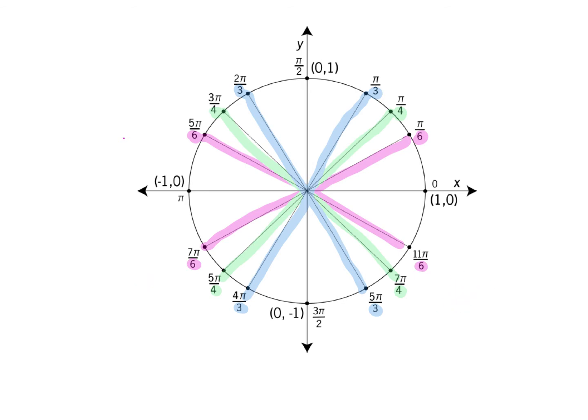Quadrant 4 gets a little tricky. In quadrant 4, the numerator is 1 less than double the denominator. What I mean by that is double of 6 is 12, so 1 less than 12 is 11. 2 times 4 is 8, 1 less than that is 7. 2 times 3 is 6, 1 less than that is 5.